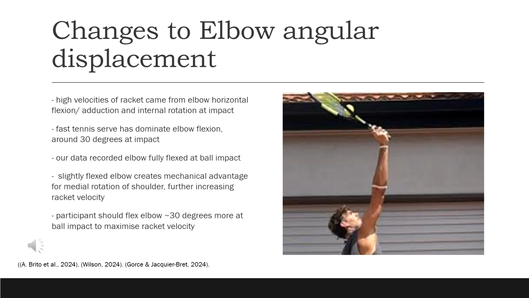As supported by Gross and Co., who found the fast tennis serve has dominated elbow flexion. They further found that the maximal ball velocity has been reported with elbow flexion close to 30 degrees from maximal extension at ball impact. The slightly flexed elbow creates a mechanical advantage for medial rotation of the shoulder, thus further increasing racket velocity. Compared to our study, our participant's elbow was fully extended to 180 degrees. It is conclusive from this evidence that participants should have their elbow flexed 30 degrees more to maximize ball velocity during the serve.